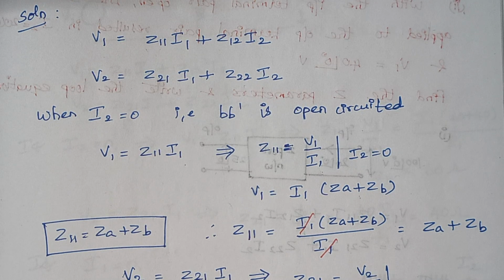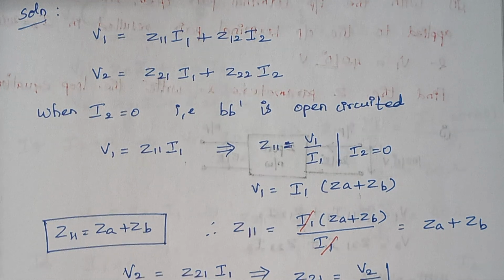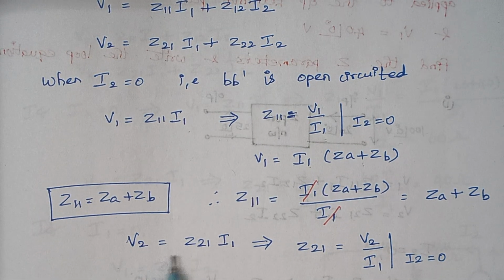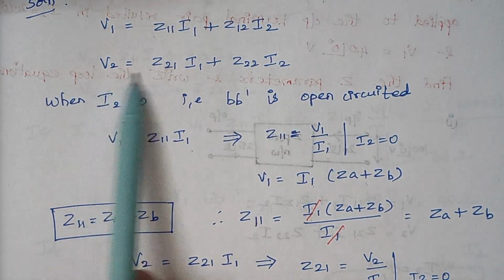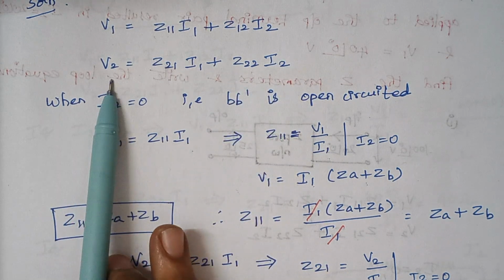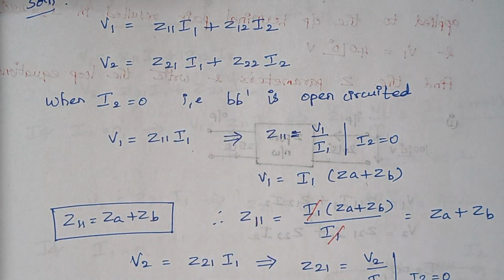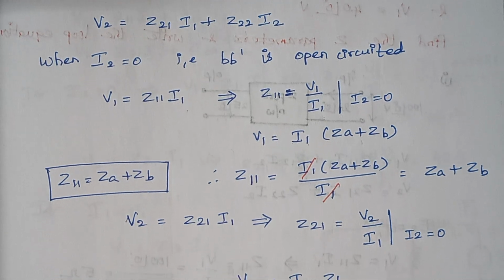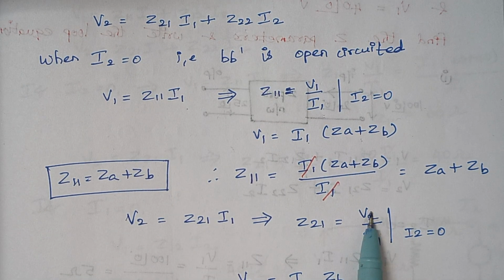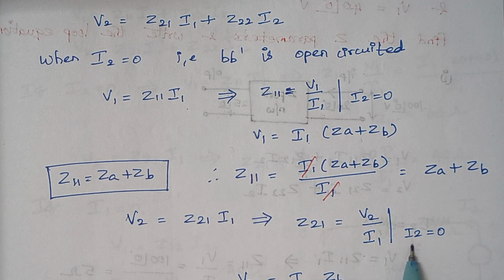Right? Now we will proceed with our next one. Now we are going to calculate Z21. So V2 is equal to Z21 into I1. That is, we are taking our second equation, right? In this equation I2 is made 0. Therefore, V2 is equal to Z21 into I1. So here what is the value of Z21? Z21 is given by V2 by I1 and here the value of I2 is equal to 0.